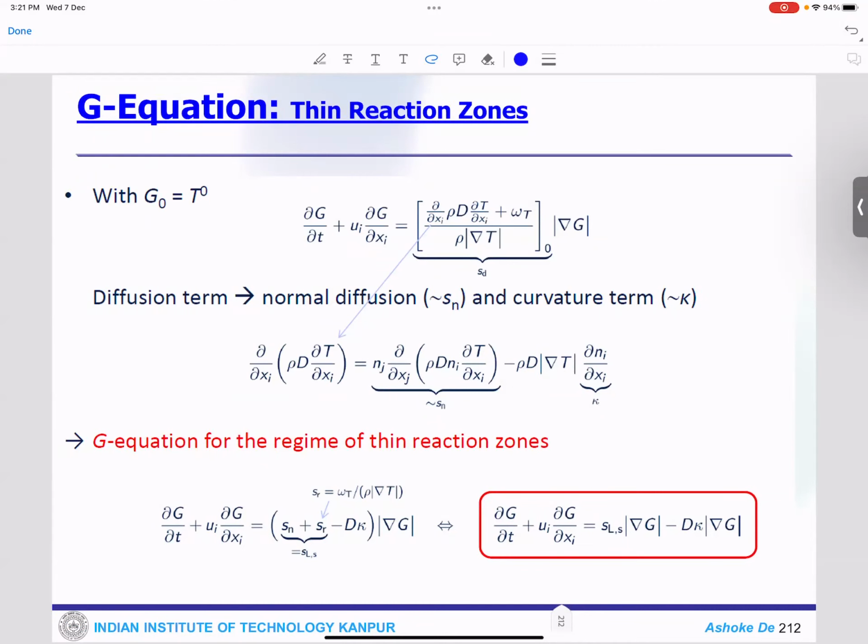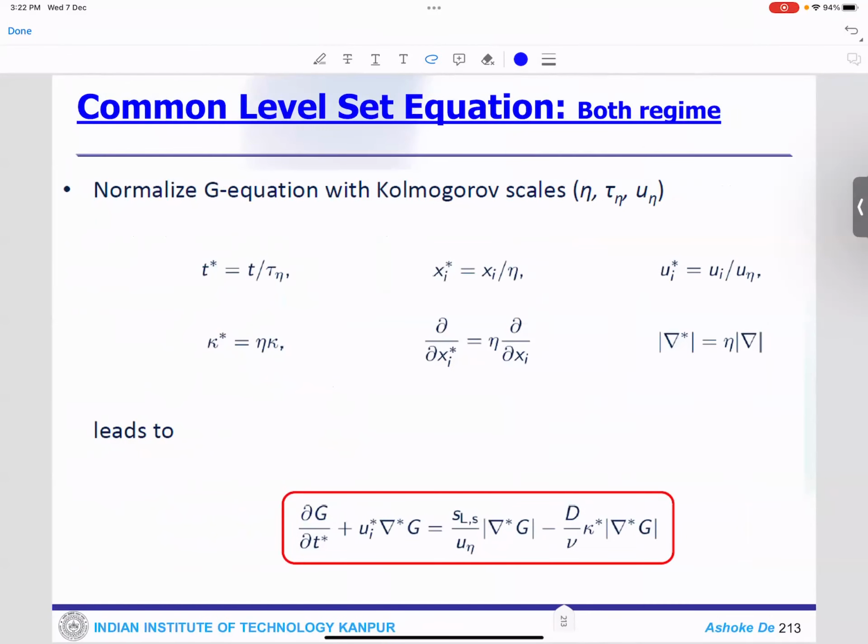So the answer to that particular question is, if you go to thin reaction zone, yes, this particular model can be applied. But obviously, you have to take into account some sort of modification to the system and the equations. Once you take care of some of these modifications, then yes, this can be applied. In both regimes, if you put it back together, that's how the final combined G equation would look like.